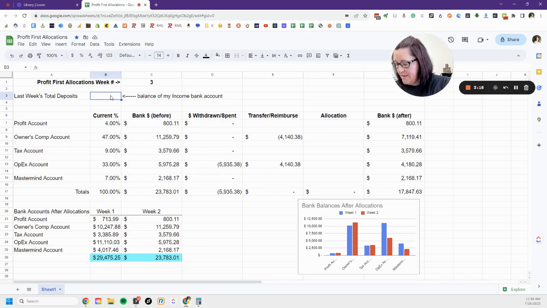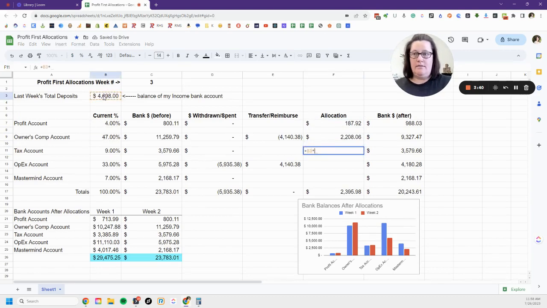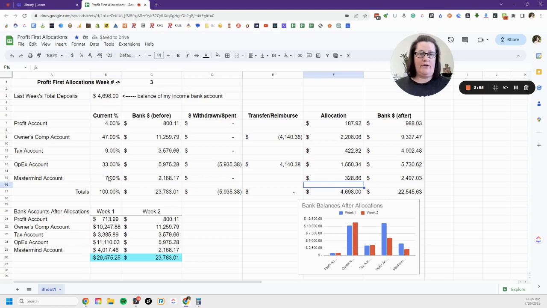So let's see what came in this week. Okay, so I had a good week last week. $4,698 came in last week. So how does that work with allocations? I'm going to add 4% to my profit account, 47% to my owner's comp, 9% to tax, 33% to OPEX, and my mastermind, I'm going to add a little over $300. So I've now allocated out all of last week's deposits.